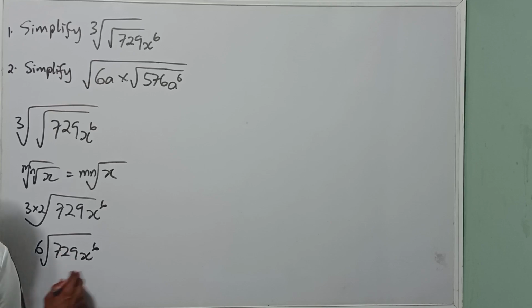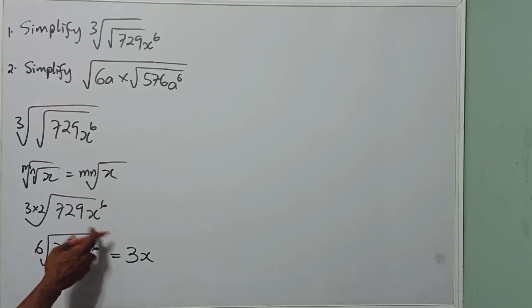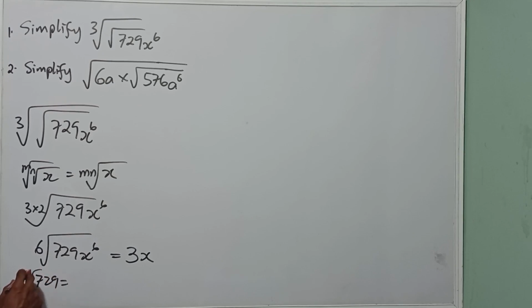So we can now have this as 3 raised to the power 3x. Now how do we eliminate this 6? The 6th root of 729 is giving us 3. And the 6th root of x raised to the power 6 is like 6 times 1 over 6. So this cancels out, leaving us with x. So our final answer will be 3x.